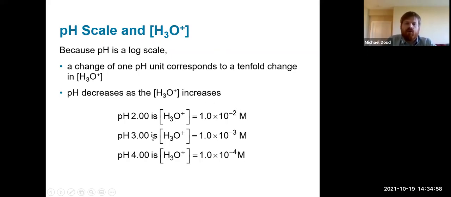If you have a pH of 3.00, well, you've gotten less acidic, right? And the way that you've gotten less acidic is you have a lower hydronium ion concentration. For 3.00 pH, the hydronium ion concentration is 1.0 times 10 to the negative 3rd molar. And it goes down from there. At pH 4.00, the hydronium ion concentration would be 1.0 times 10 to the negative 4th.